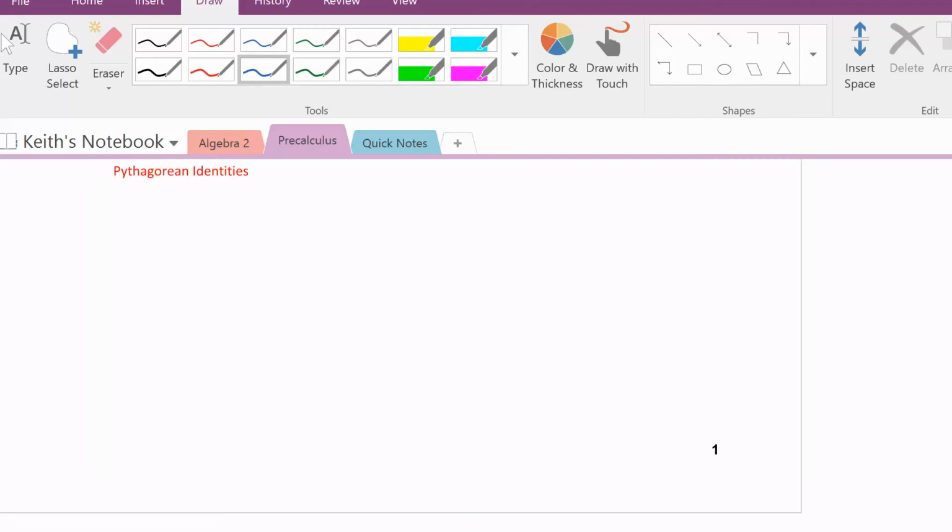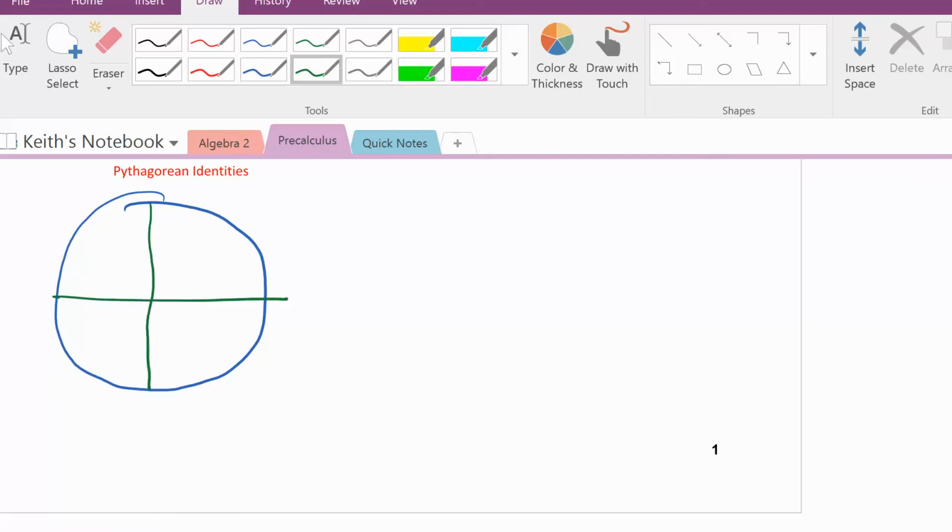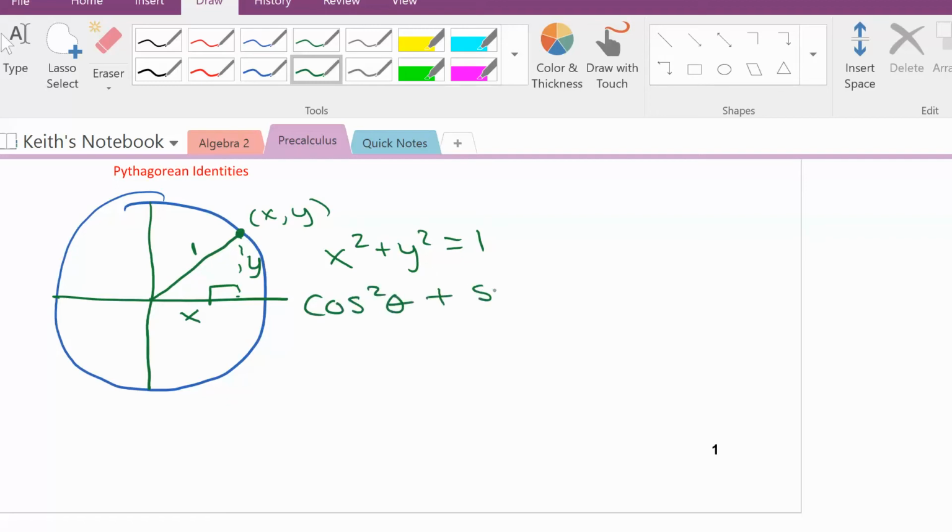And then for the Pythagorean identity, remember this is based upon the Pythagorean theorem, but it's also based on the unit circle. If this is an xy coordinate and this hypotenuse is 1 and you make the right triangle, you have y and x. So you have x squared plus y squared equals 1. And remember, x is equal to the cosine, so you have cosine squared, plus y is equal to the sine, so you have sine squared equals 1. So that is one identity.